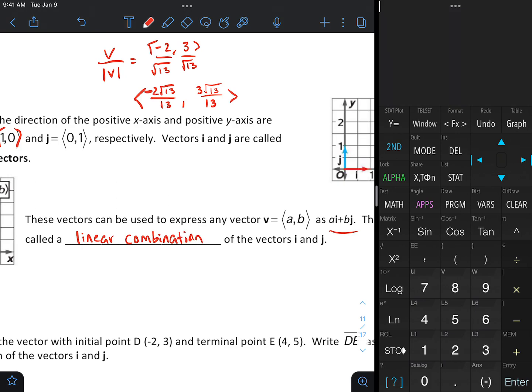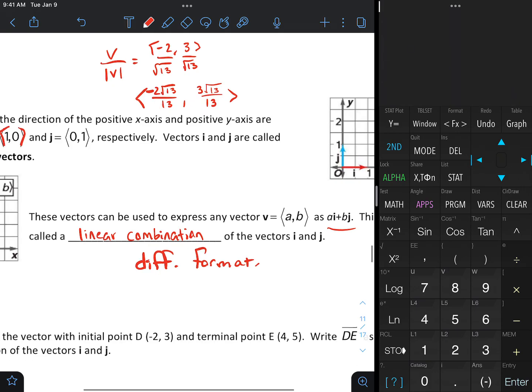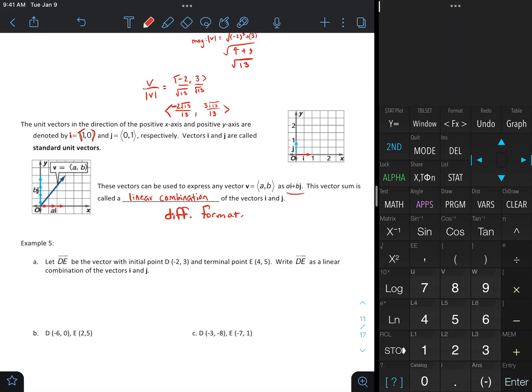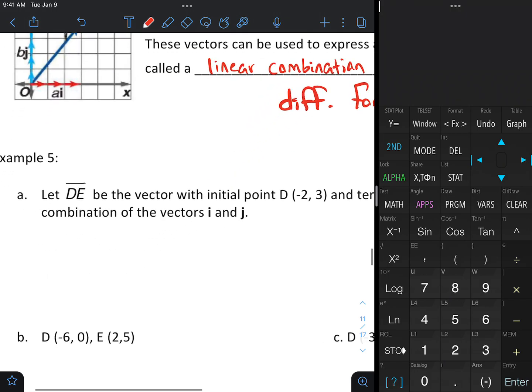Now, essentially, to boil it down here, it's really just a different format of your component form, but it's really not anything drastically different here. So what we're going to do on these next examples is write it as a linear combination, these two vectors here with the initial and terminal points. What I'm going to do first, though, is get it in component form. And then after that, we'll do the linear combination. And you're going to see that these wind up being the same thing. They're not drastically different here.